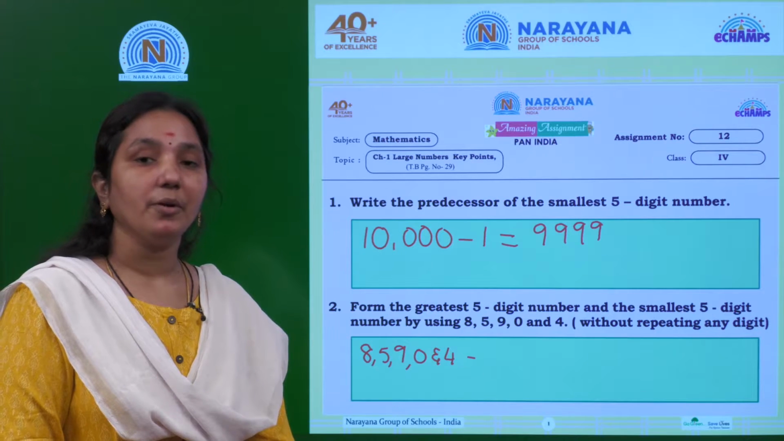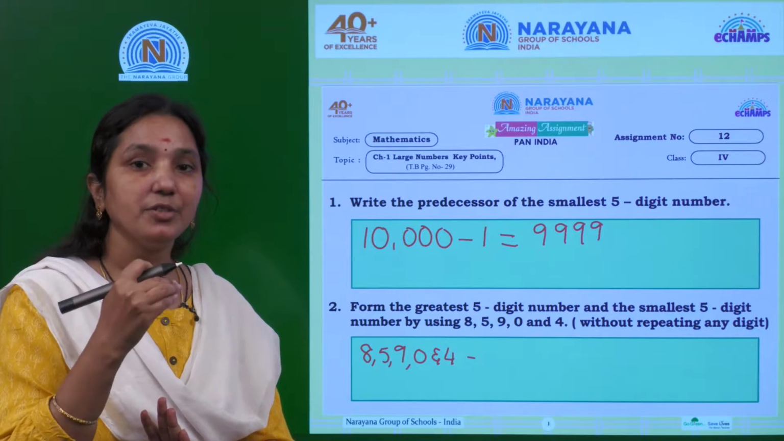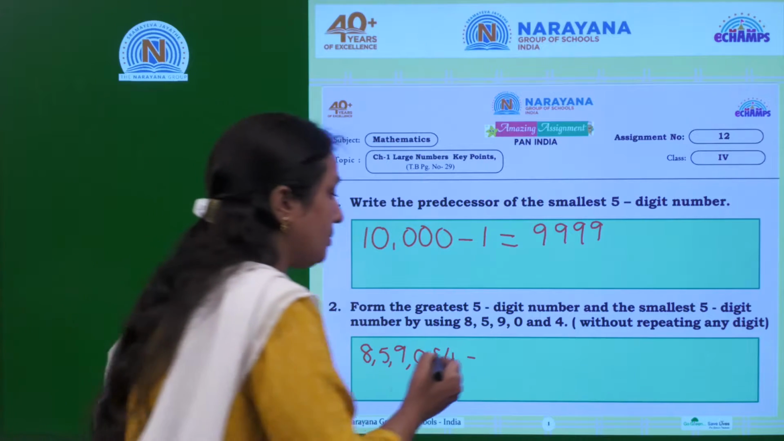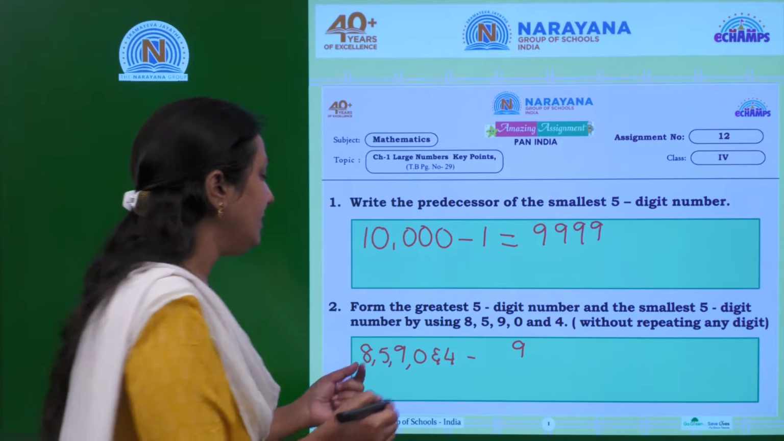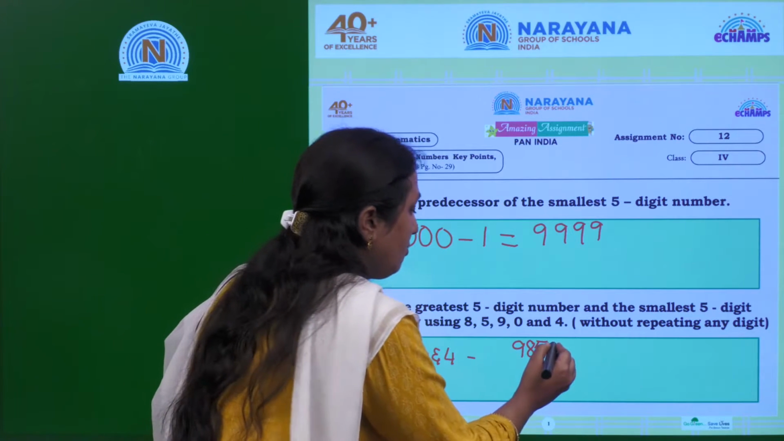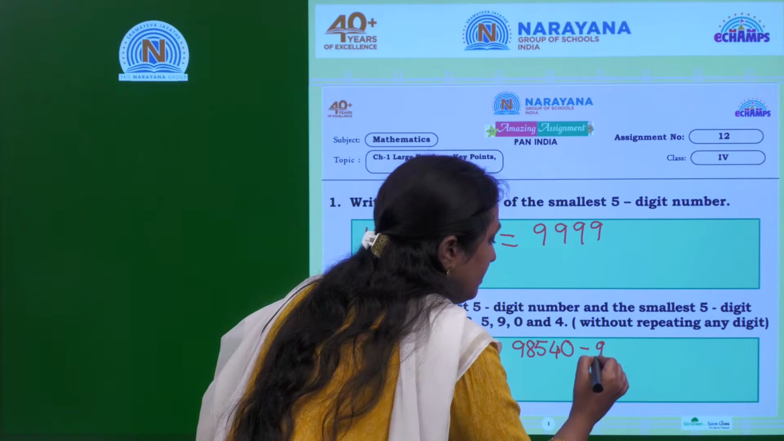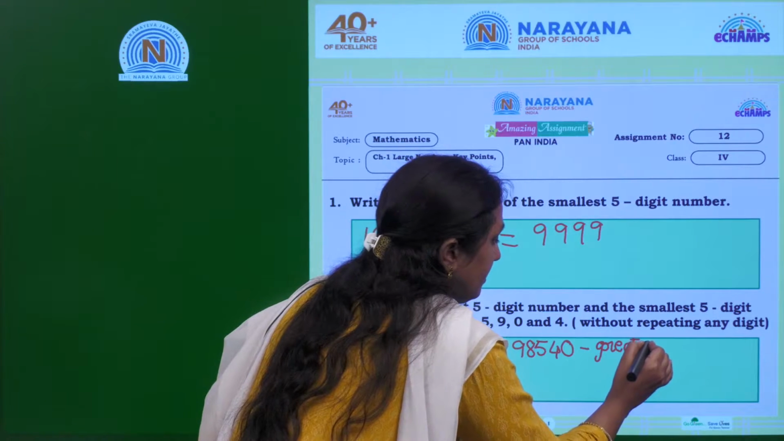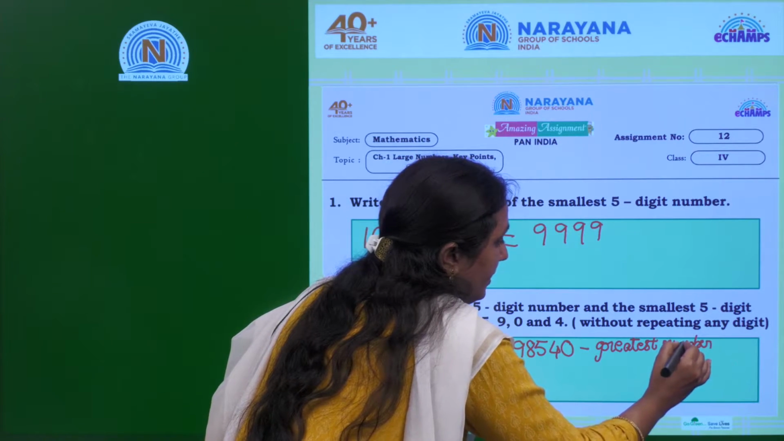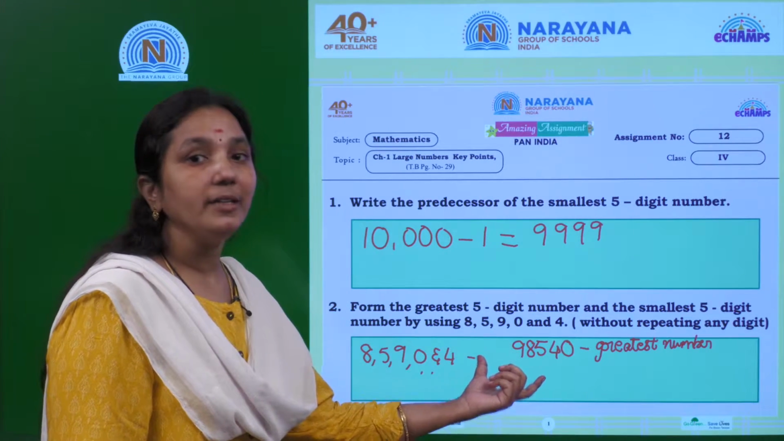While writing the greatest number, what do we have to do? We have to form the greatest number, from greatest to smallest digit. Means, using the given digits, we have to write in descending order. So, which is the greatest? 9. What is the next one? 8. What is the next one? 5. And the next one? 4. And the next one? 0. So, this is the greatest number. Using the given digits, how many digits are given? 5 digits. So, we formed the greatest number.